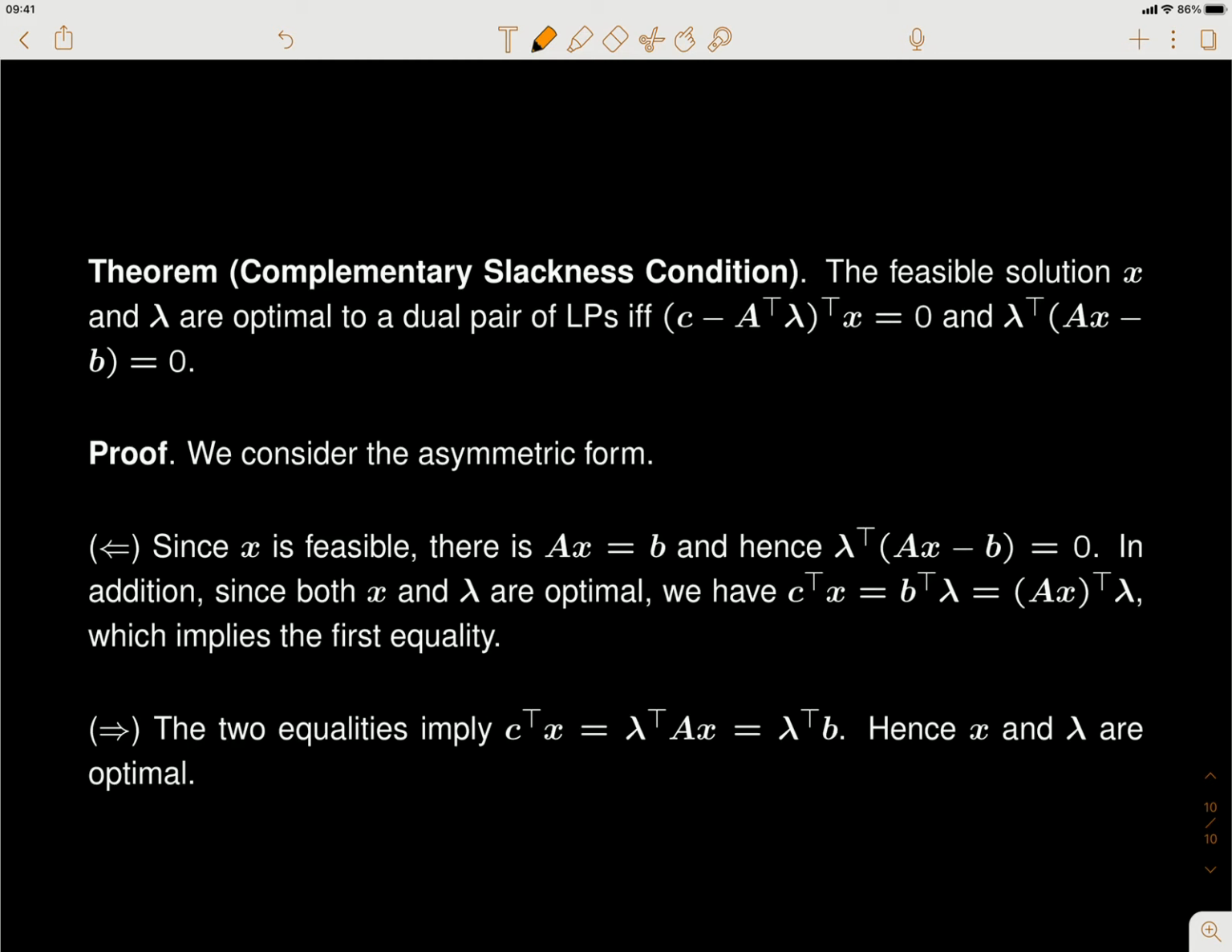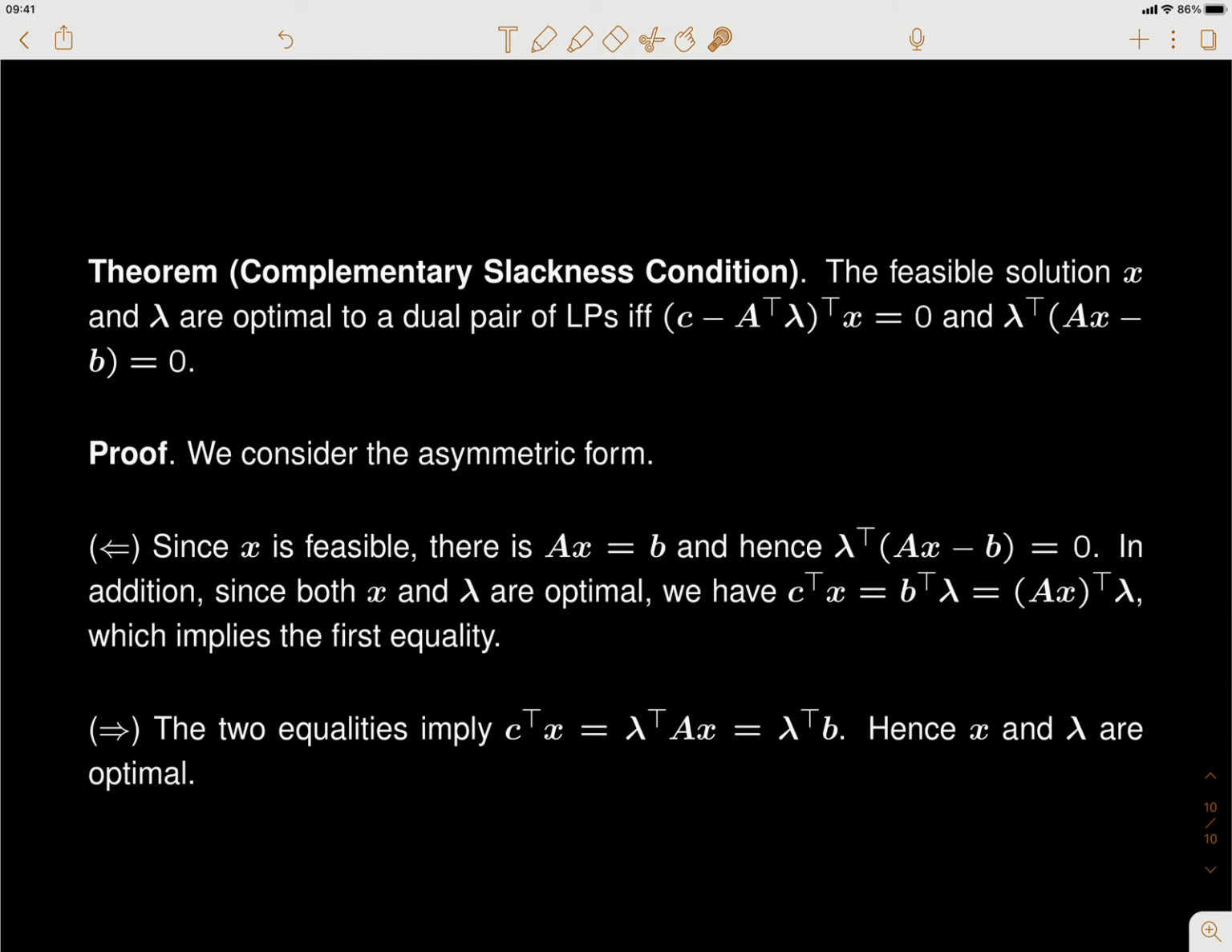Finally, we can show the complementary slackness condition. What it says is, if X and lambda are optimal solutions to their own problems, so X is the optimal solution for the primal problem and lambda is the optimal solution for the dual problem, if and only if the following two conditions are satisfied. First, the inner product of C minus A transpose lambda and X. The other one is the inner product of lambda and AX minus B. These two are called the complementary slackness conditions.